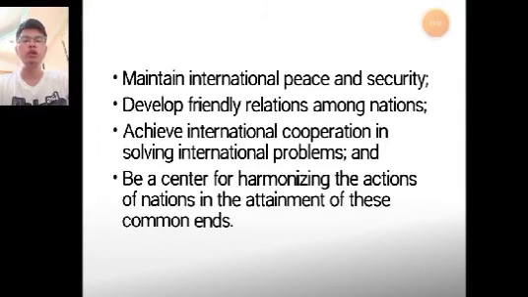And then, the roles and functions of the United Nations are to maintain international peace and security, develop friendly relations among nations, achieve international cooperation in solving international problems, and be a center for harmonizing the actions of nations in the attainment of these common ends.